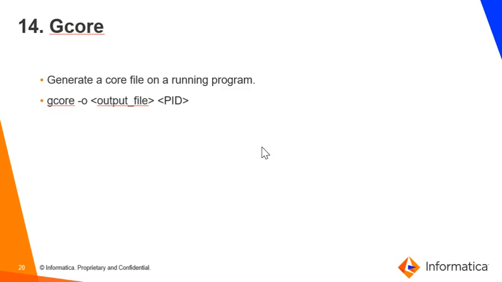The 14th and the last command of our discussion is gcore. It generates a core file of a running program. The syntax is gcore -o output and space process ID on which you want to generate a core file. We can use this command in a scenario like a particular process is hanging. Instead of generating traces, we can generate a core file on the hanging process, and later once the core file is available, you can use the pmstack command to collect traces on the core file and share the output with us.